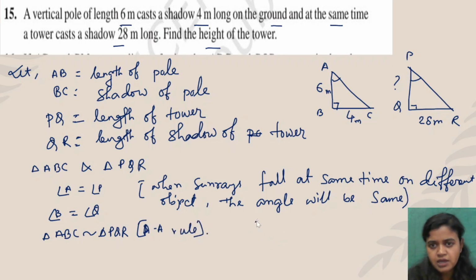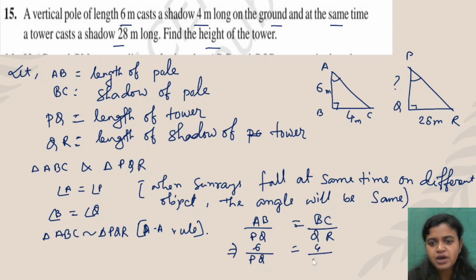Okay. Now since triangle ABC and triangle PQR are similar, the sides have to be proportional. So AB by PQ equals BC by QR. The third side you can write, but there is no need to write it, so I am not writing it. AB value is 6, PQ we don't know, BC is 4, and QR is 28. So we have to find PQ.